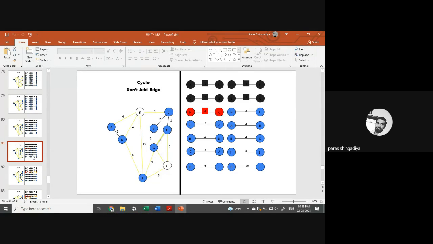So it creates a closed walk between these 4 vertices. Because this edge I have included, and this edge I have included, and if we consider this edge also, it creates a circuit. So therefore we'll skip this edge from the graph. Clear? And as we know, a tree is a connected graph without any cycle.